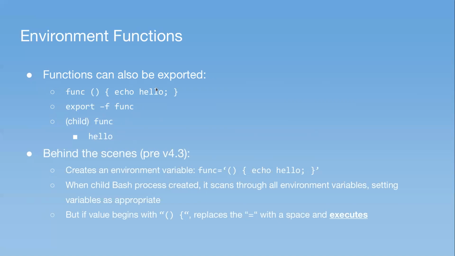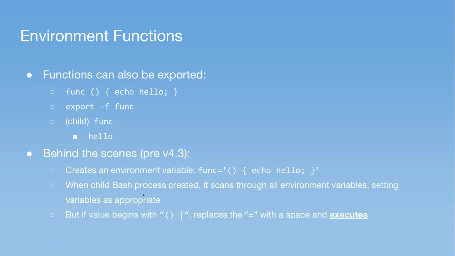So that's how environment functions work. Now, what happens behind the scenes when you type in this command, export -f func? Behind the scenes, bash first creates an environment variable. An environment variable looks like this. It has the function name, and then the value is like a stringified version of the function definition. So you see, it's very similar. It's just they've added an equal sign right here, and they've put the rest in quotes. So it creates the environment variable func.